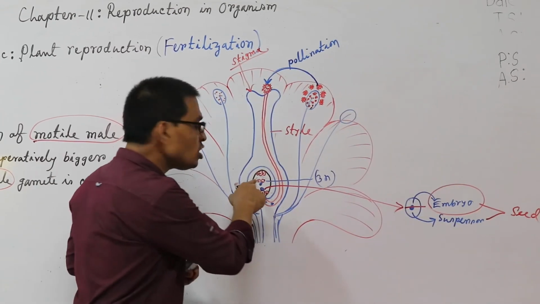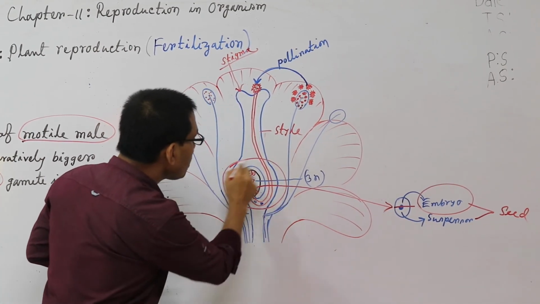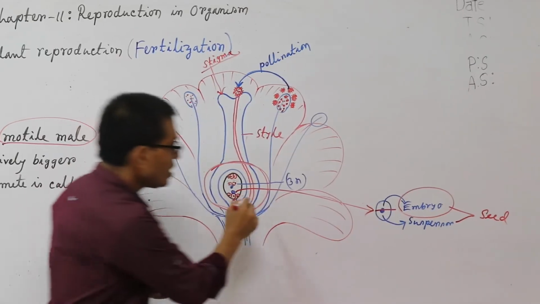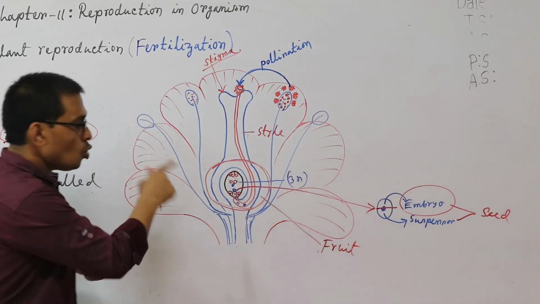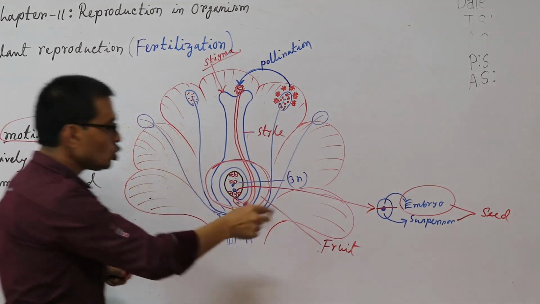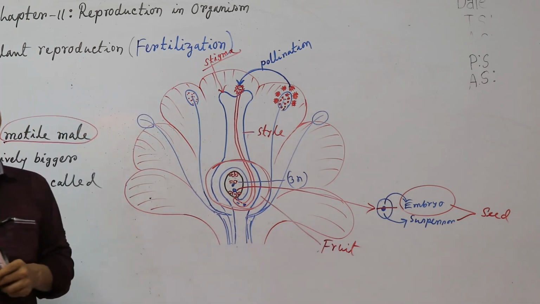So we can say that the ovule turns into seed, and the total ovary turns into fruit. So ovule turns into seed and ovary turns into fruit. That's all about fertilization.